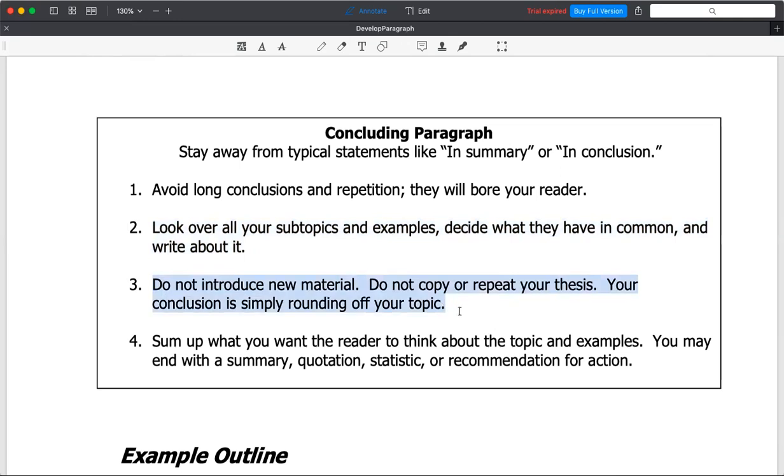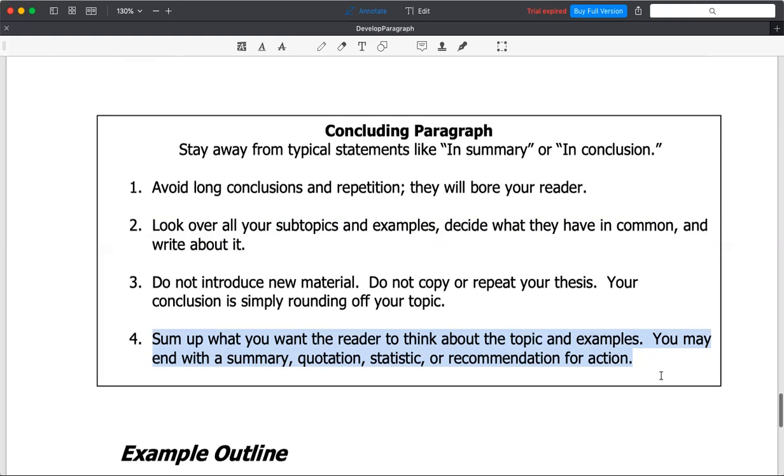You do not copy. You don't repeat your thesis. Your conclusion is simply rounding off your topic. So you need to paraphrase it. I also have a paraphrasing video that you can watch on my channel. You also sum up what you want the reader to think about the topic and examples, and you may end with a summary, quotation, statistics, or recommendation for action. If you follow this kind of five-paragraph essay writing, you get band 8 and band 9.